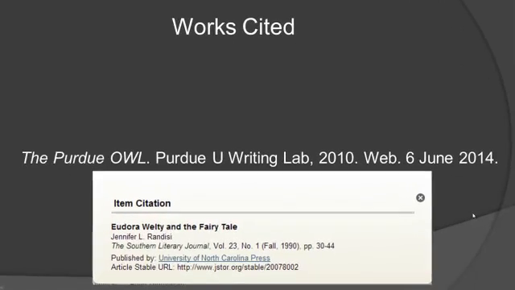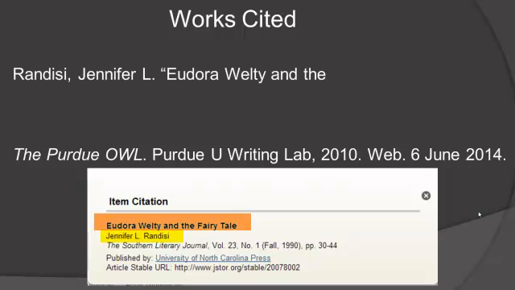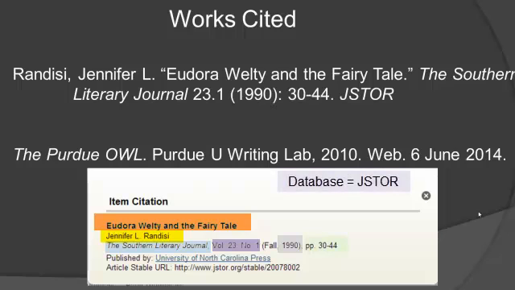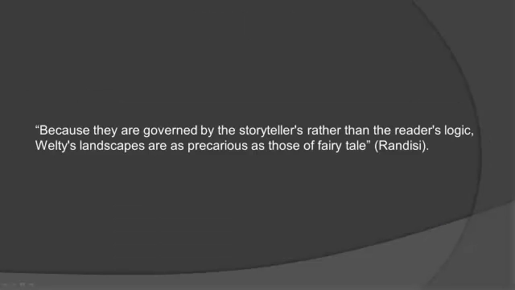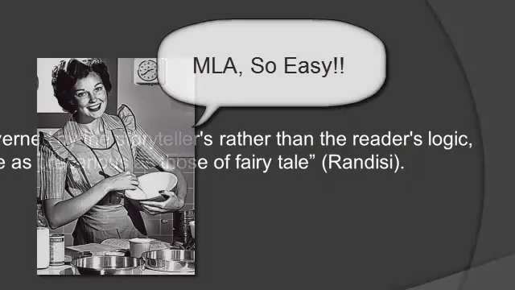Now let's put our JSTOR article into that same format. Author, article title, periodical title, volume and number, year and pages, database name, medium of publication, and access date. And when using quotes from this article in your paper, your corresponding parenthetical citation will look like this. Now, that wasn't hard, was it?